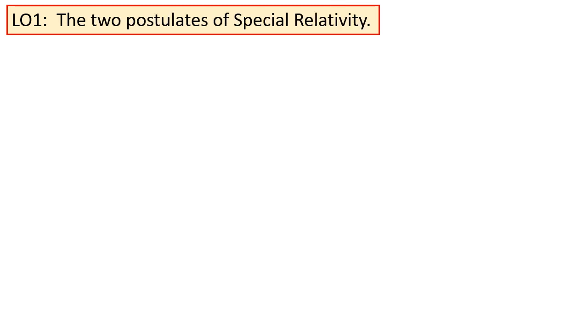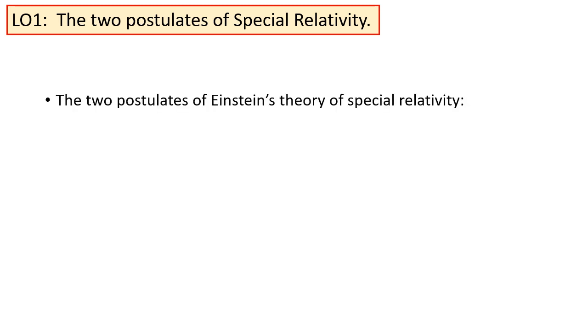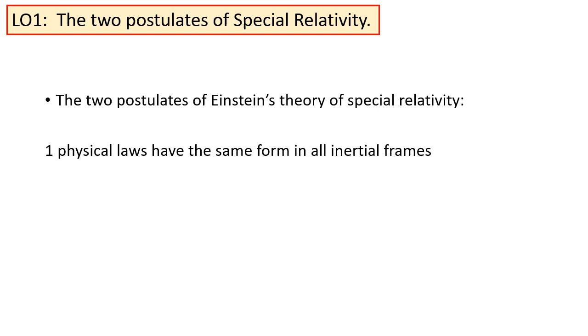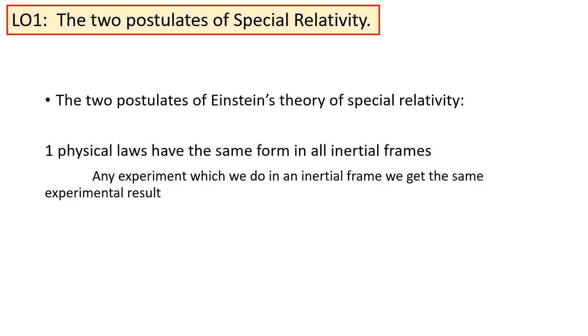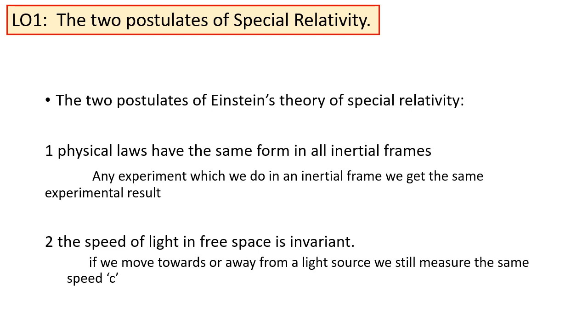Einstein used this idea to formulate his theory of special relativity. He took two postulates. The first is that the physical laws have the same form in all inertial frames. That is, whatever inertial frame we use will get the exact same experimental results. The second is that the speed of light is invariant. That is, if we move away from a source of light or towards a source of light, we should measure the same speed, c.